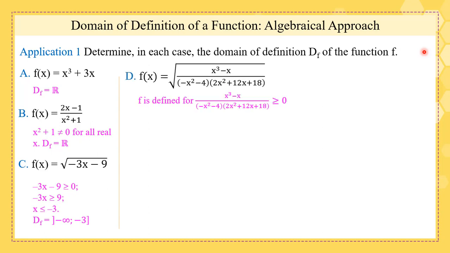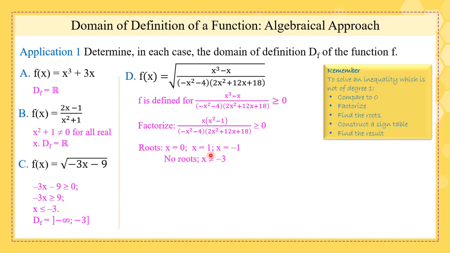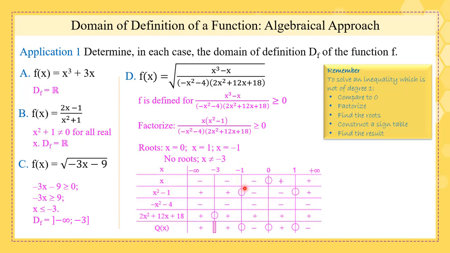Now let's see this one. F in this case is defined for this quantity to be positive. Remember, to solve an inequality as usual, we compare to 0, factorize as much as possible, we find the roots, we construct a sign table, and then we find the result. So in this case, if we factorize, we get x into x squared minus 1 over this quantity. The roots are 0, 1, negative 1, and x is never minus 3, and this factor has no roots. We construct the sign table, and we get the result.